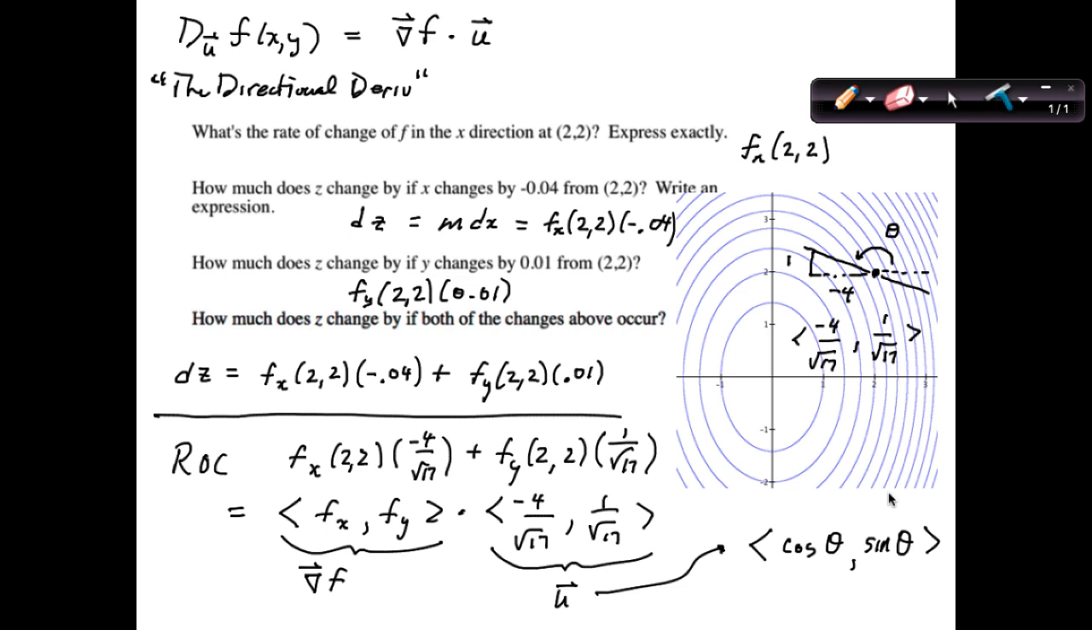So we started with the two reference directions, the x direction and the y direction. But now we have a way to get the rate of change in any direction. Does it make sense? Okay, that's called the directional derivative. You take the gradient, the vector of the partial derivatives, and dot it with a unit vector.